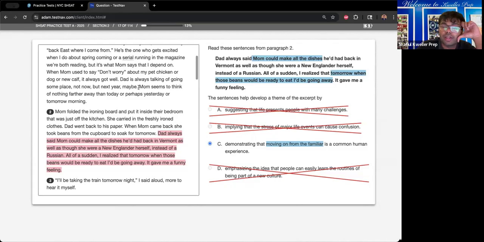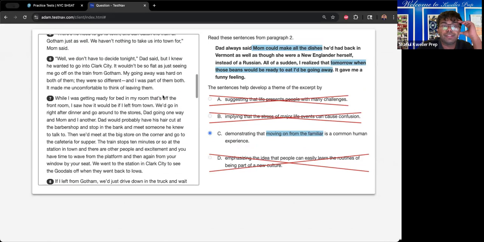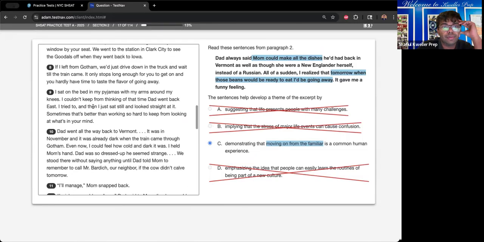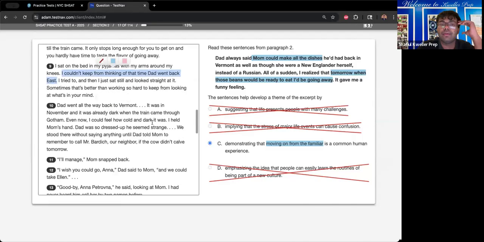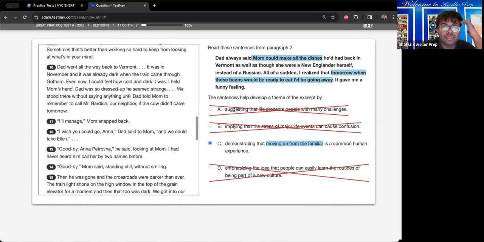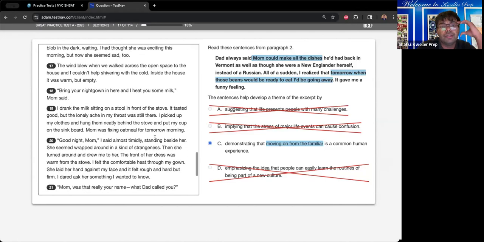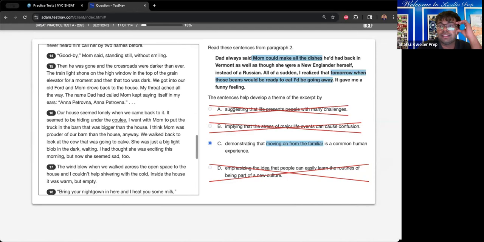And then someone said, how does it show that it's a common human experience? Demonstrating that moving on from the familiar is a common human experience. I think one thing that supports this best is when she talks about the fact that when her dad moved to the east, that was the last time she experienced this change in the transition period of her life. Then it walks through this moment when her dad left and how she felt with her mom. I think that's what best supports it. The answer should just be C.